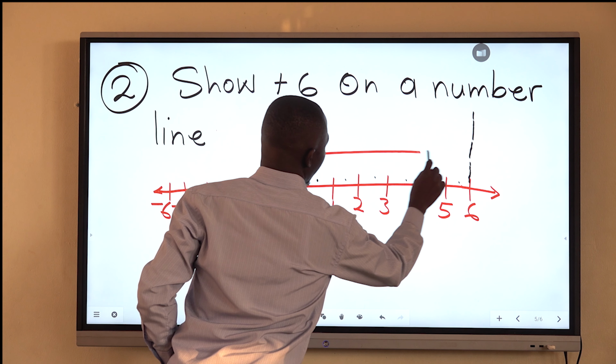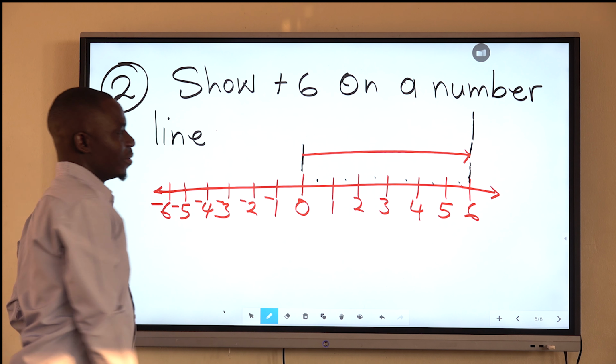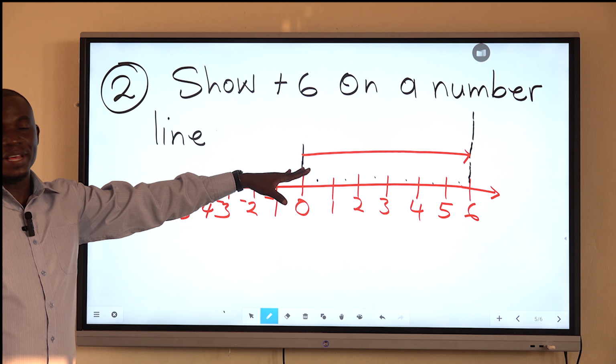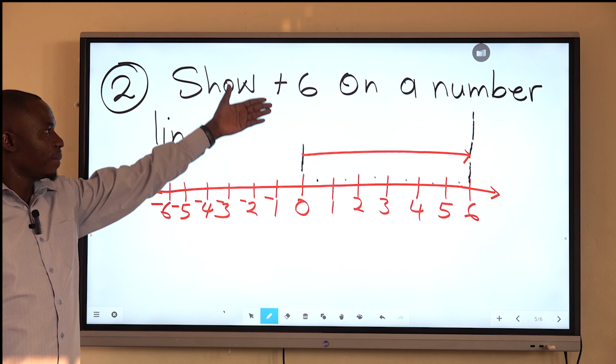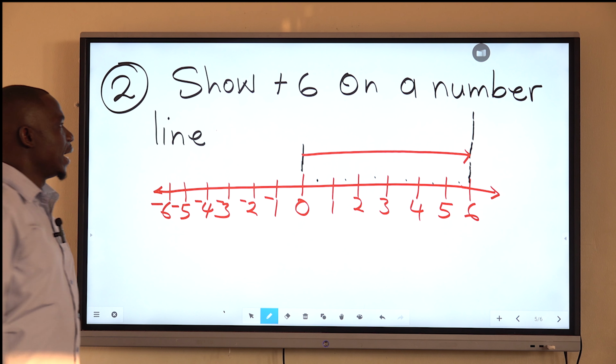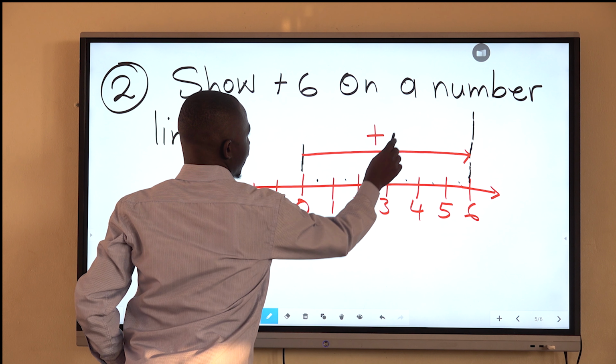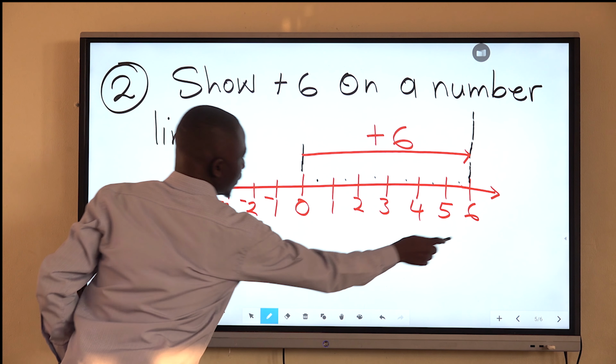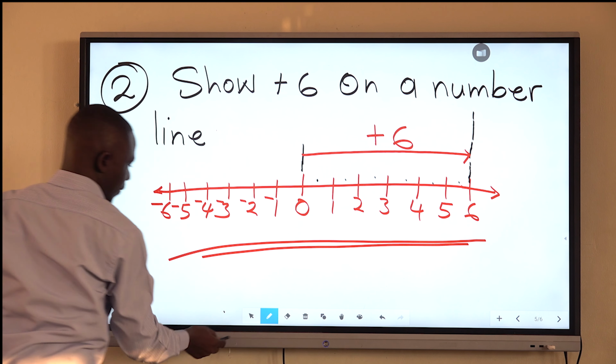Then we draw our arrow. Now, if you draw like that and stop there, this is incomplete. Why? Because you have to label it. So let's label our given integer, which is positive 6.